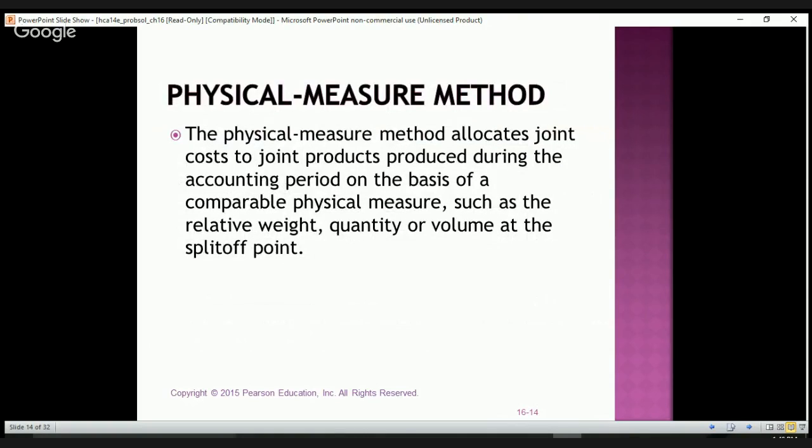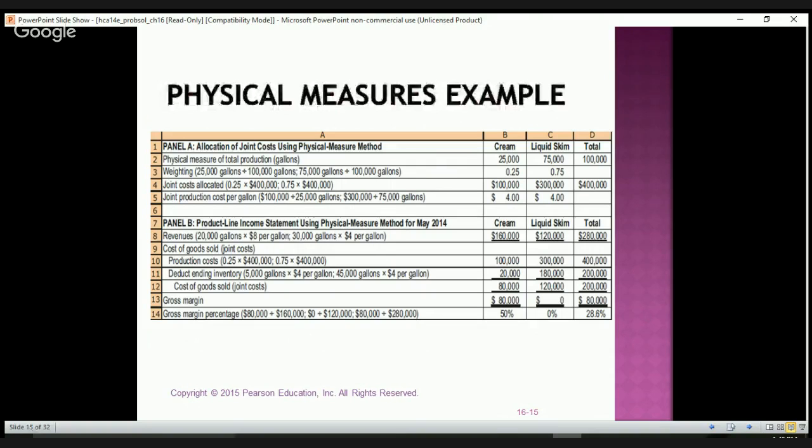The physical measure method allocates joint costs to joint products produced during the accounting period on the basis of a comparable physical measure, such as the relative weight, quantity, or volume at the split-off point. In this example, we have the physical measure of total gallons produced of 25,000 and 75,000, which is 25% and 75%, or 0.25 and 0.75.